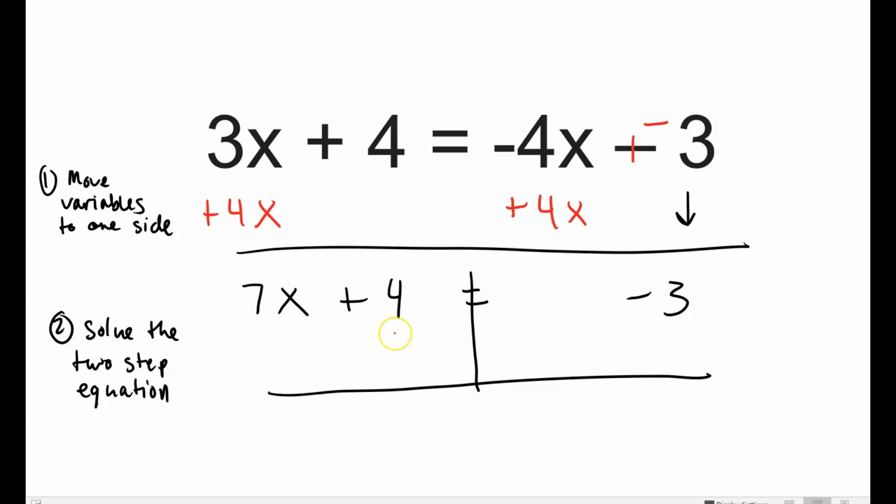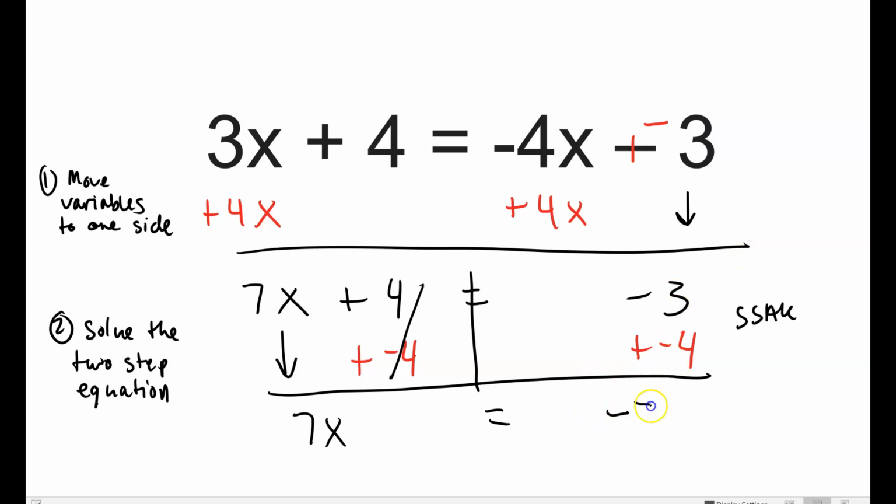You could say minus 4 to both sides, but when I do that, negative 3 minus 4 could get a little tricky. So instead of saying minus 4, just say plus a negative 4. Subtracting 4 and adding negative 4 are the same exact thing. So we drop down 7x here, 4 plus negative 4 is 0, equals negative 3 plus negative 4. Remember that is a SSAK, same signs, add and keep the sign. So 3 plus 4 is 7, keep that sign, negative 7.